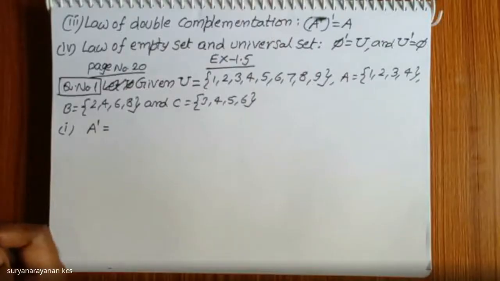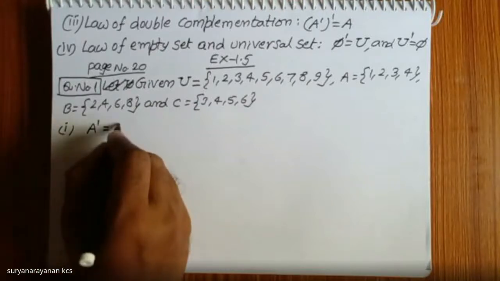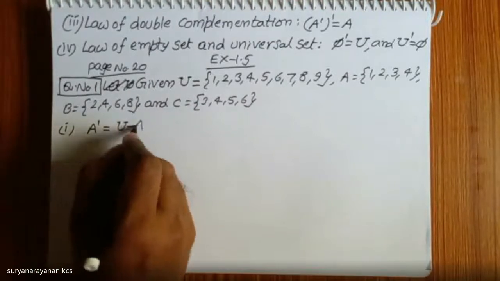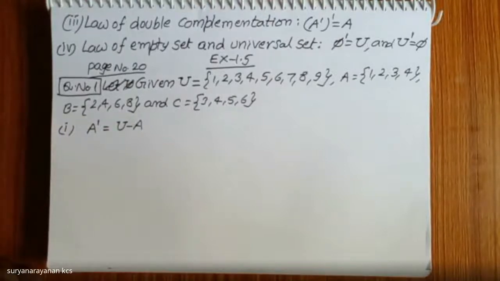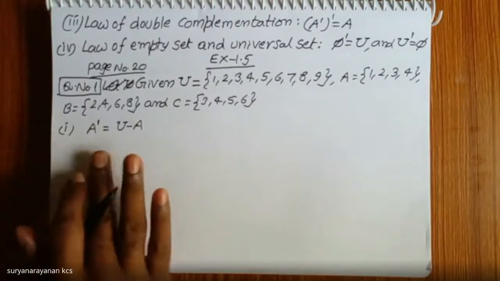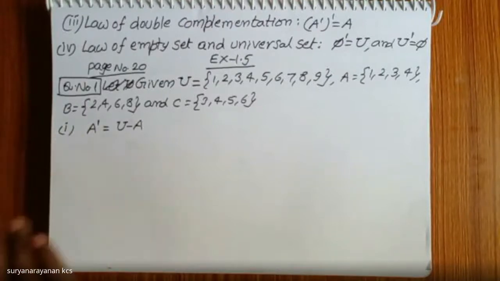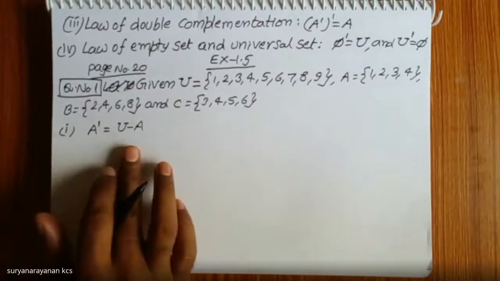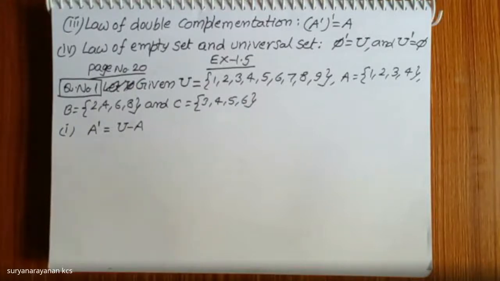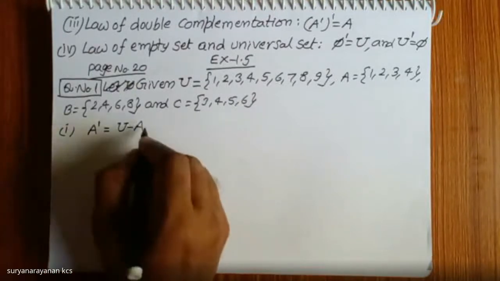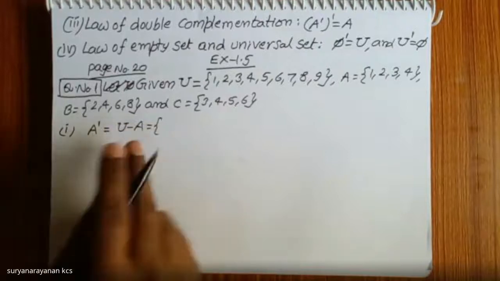Universal set minus A. Just now you have read, all of you. A dash means universal set minus A. A dash is equal to universal set minus A. I told you previously, this is a very, very important formula for this exercise. Without knowing this formula, you can't do any question in this exercise. Okay, my children.